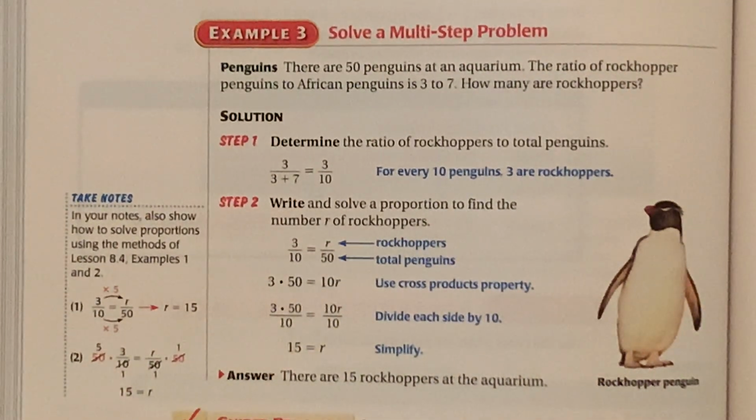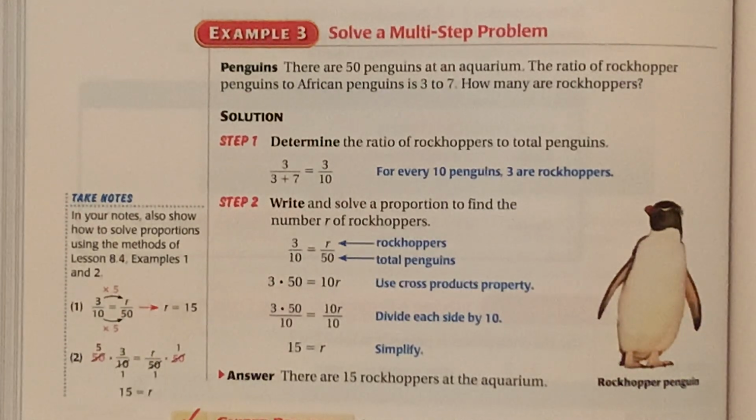Okay, so let's start by reading. Penguins. There are 50 penguins at an aquarium. The ratio of rockhopper penguins to African penguins is 3:7. How many are rockhoppers? All right, well, let's find out what the ratio of rockhoppers to total penguins is.